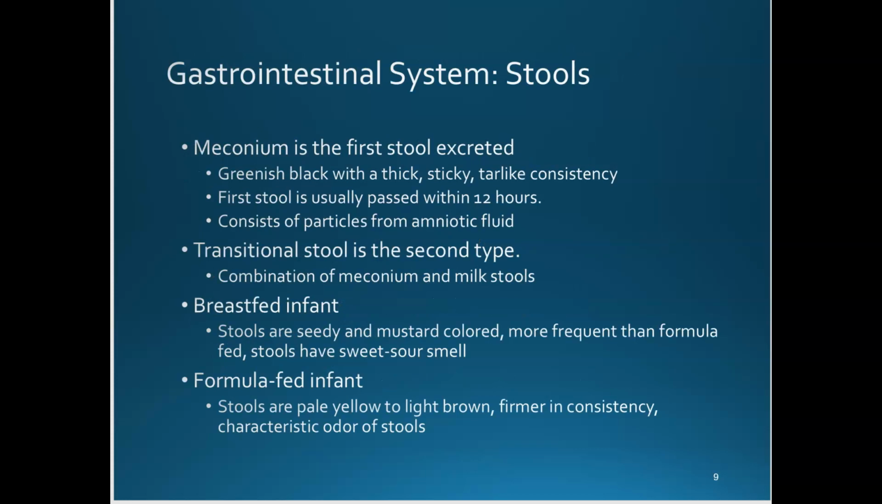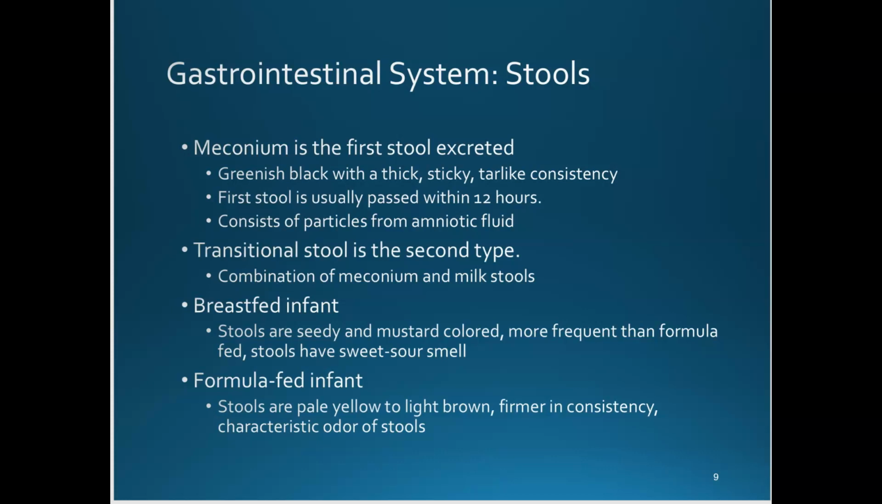A little more about the GI system. So that meconium is that first stool. It's greenish, blackish, tarry, very thick, very sticky. Usually babies stool at least once within the first 12 hours, most stool more often than that. We start out with this meconium and then we transition to what we call transitional stool.